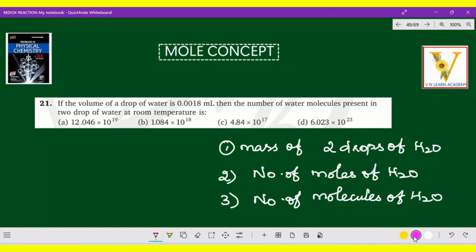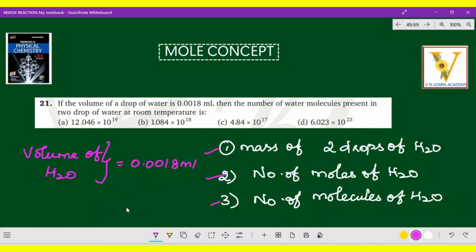Whenever you are solving such a sum, you should know how to analyze the question, that is, how to find the answer stepwise. So it will be easy for you to solve the problem. Now, first we will write the data so that it is easy to apply. The volume of water, for 1 drop of water, how much is it?